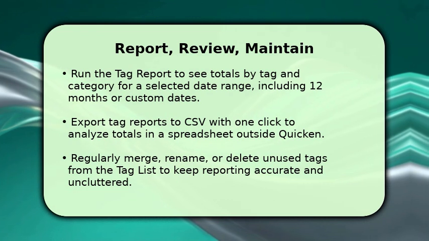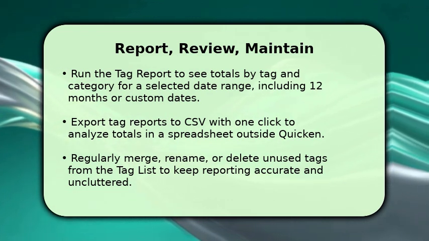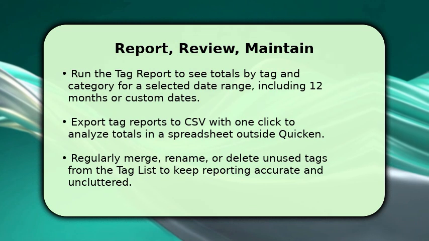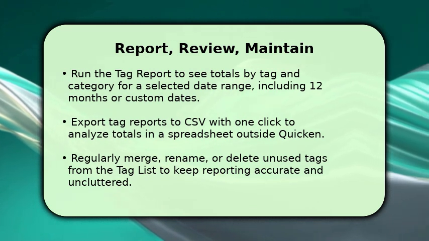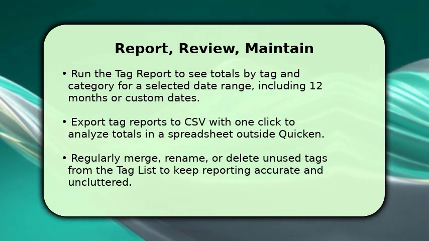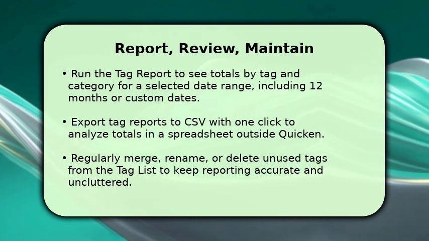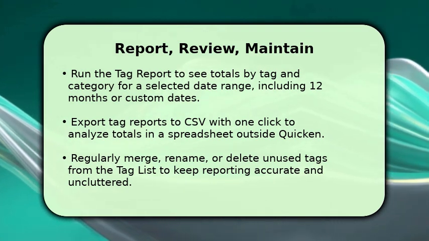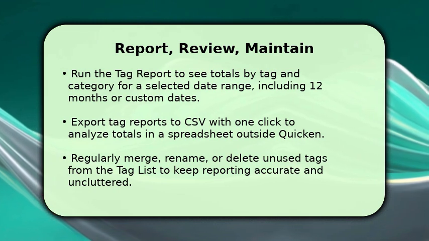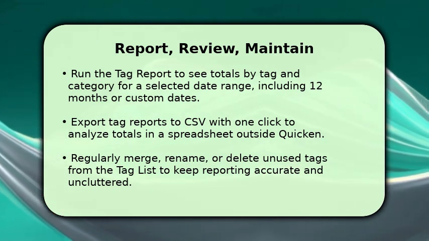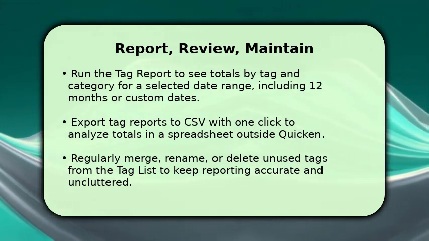Export tag reports to CSV with one click to analyze totals in a spreadsheet outside Quicken, compare month-to-month percentages, or combine with budget data. Regularly merge, rename, or delete unused tags from the tag list to keep reporting accurate and uncluttered. Use consistent naming and remove duplicates monthly so your dashboards and budget.